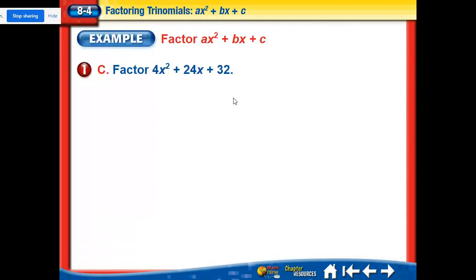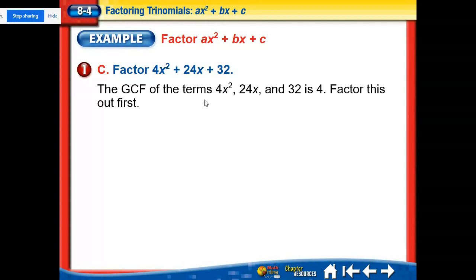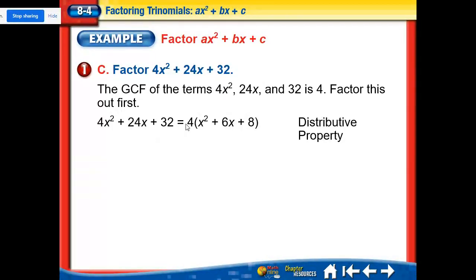All right, trying this one. Notice something on this. 4, 24, and 32. Those can all be factored before we get started. And if we can do that, sometimes our problems will be easier. I can factor a 4 out and rewrite it as x squared plus 6x plus 8. Now, this is a lot easier to factor because it doesn't have a number in front.